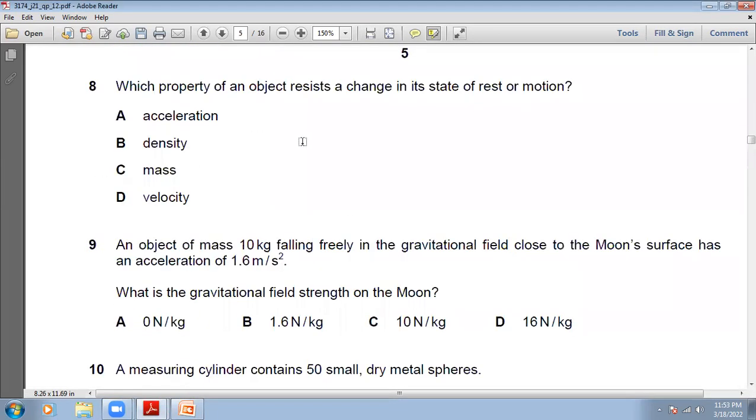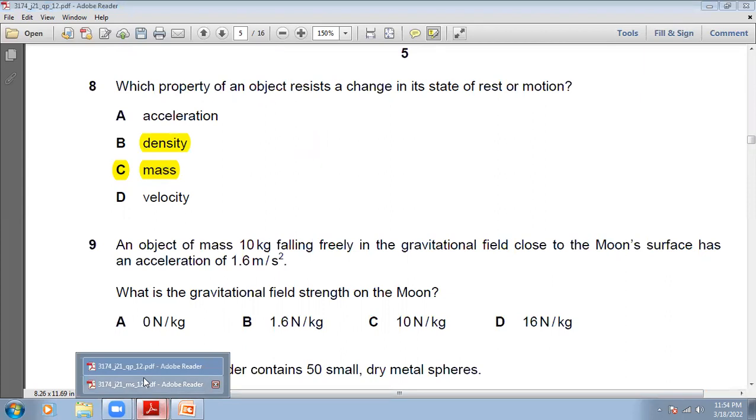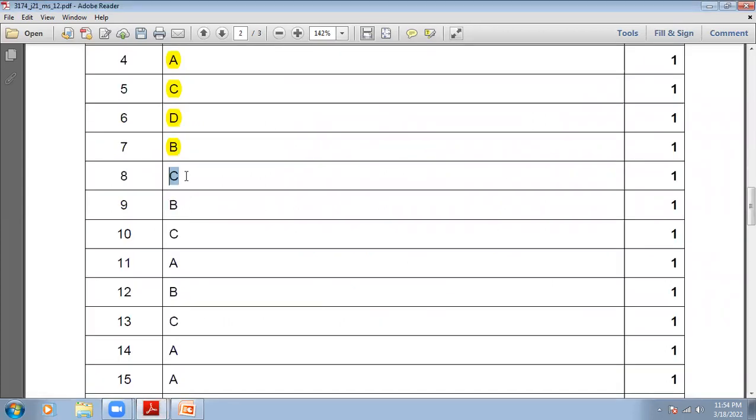Okay. Which property of an object resists a change in its state of rest or motion? We call it inertia, and that depends upon the mass of the body. The more the mass of the body, the more will be the inertia, not the density. I think mass. C is the right choice. Question number 8, C is the right choice.